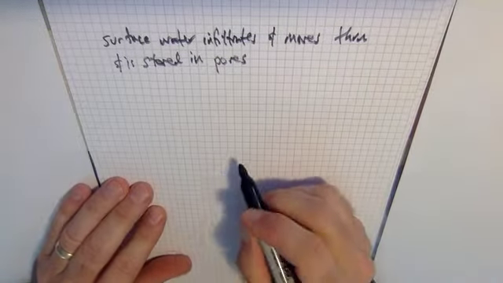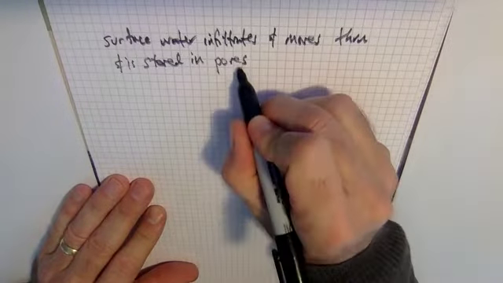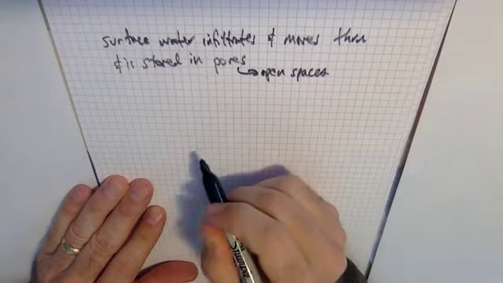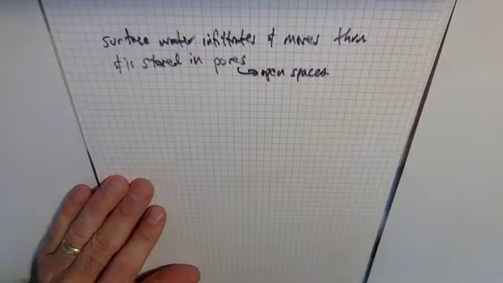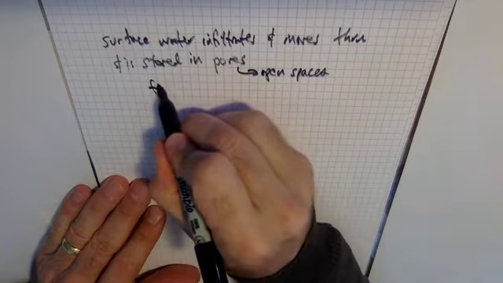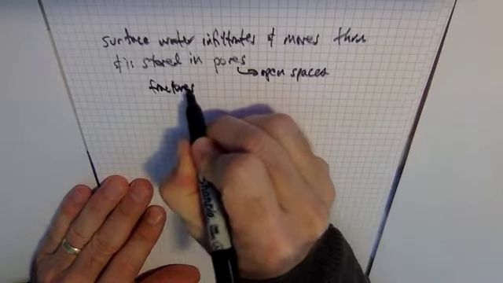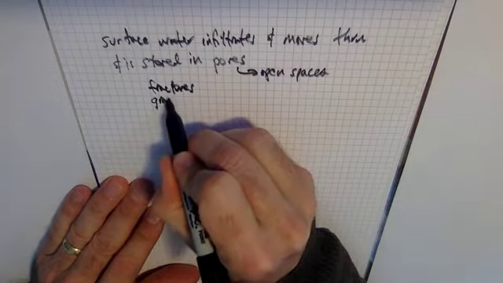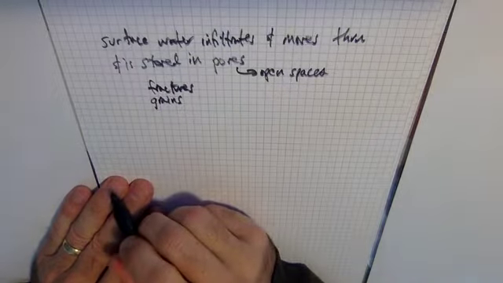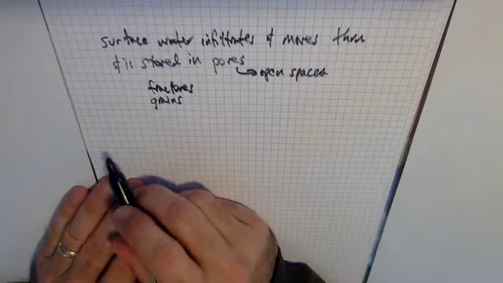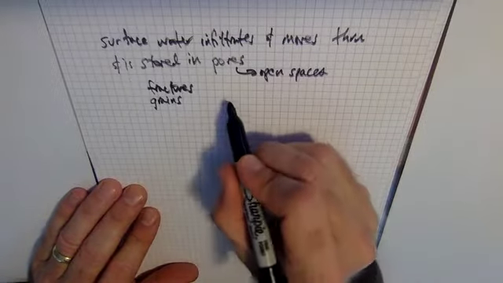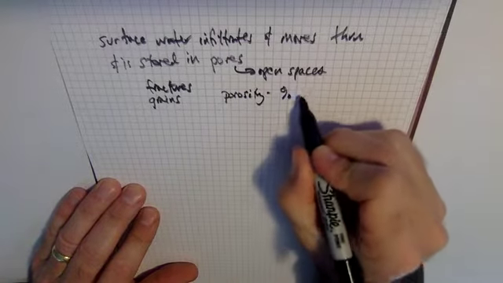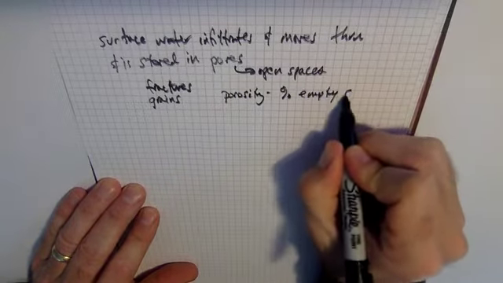So we think of pores as being the open spaces in the rocks, and the open spaces can take the form of fractures, the original spaces between grains, and so forth. And in general, we refer to porosity. Porosity, remember, is the percent empty space in a rock.